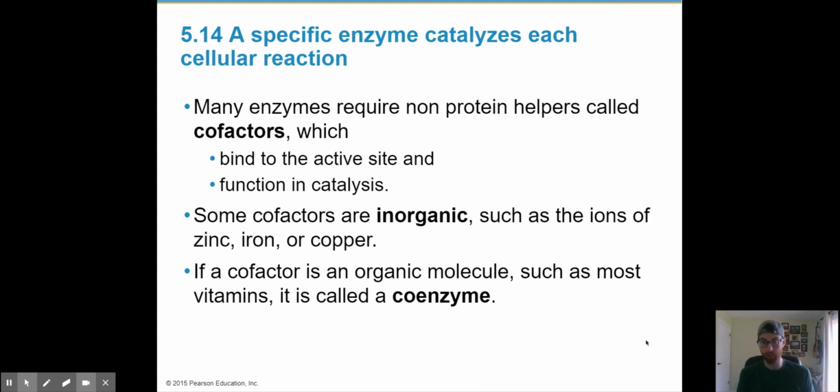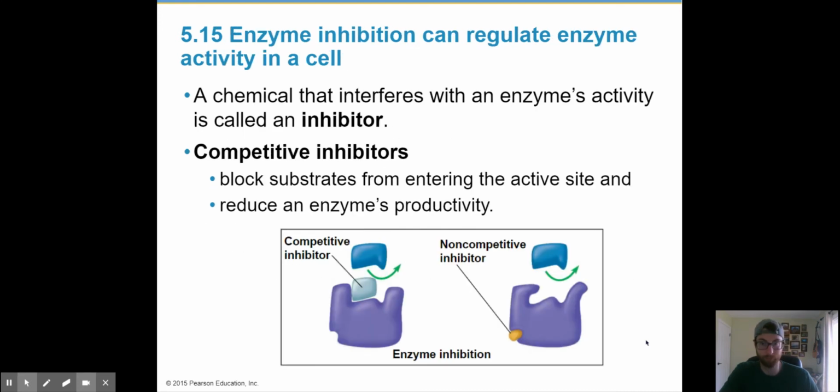So some cofactors are inorganic. So ions like zinc, iron, or copper. Think about some of those essential elements that we require in very minute amounts, but they may aid in whether or not an enzyme works. And if a cofactor is organic, like vitamins, we would call that a coenzyme.